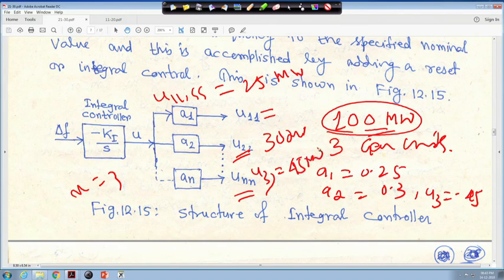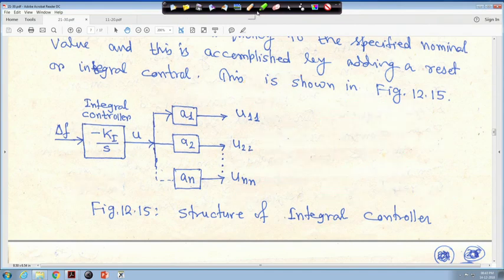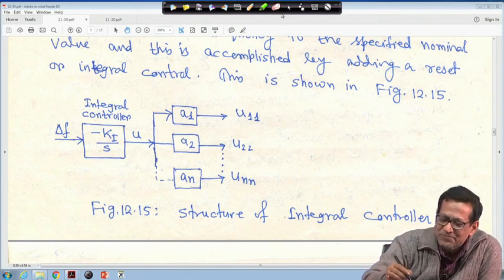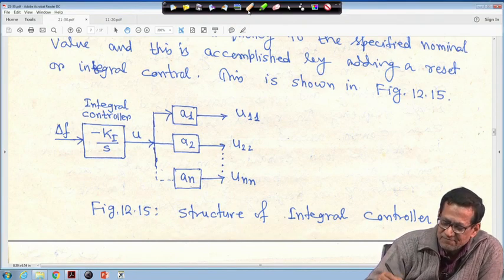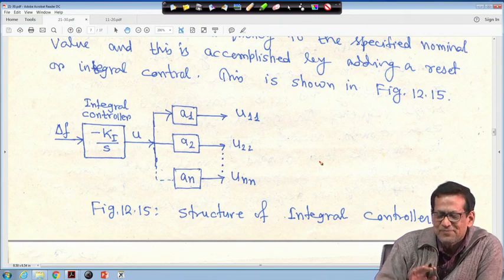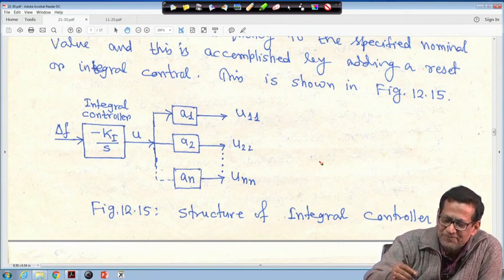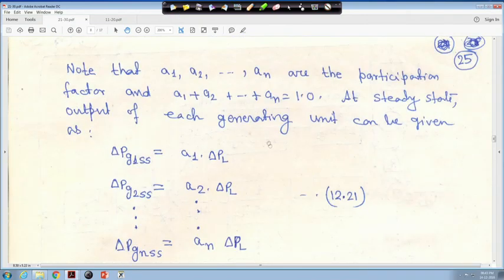So at steady state, generating unit 1 will generate 25 megawatt, unit 2 will generate 30 megawatt, and unit 3 will generate 45 megawatt, but we will not consider that here. So A1 plus A2 up to the summation of all A is actually called the participation factor. That is the meaning of this. Now, another thing, this is already given.